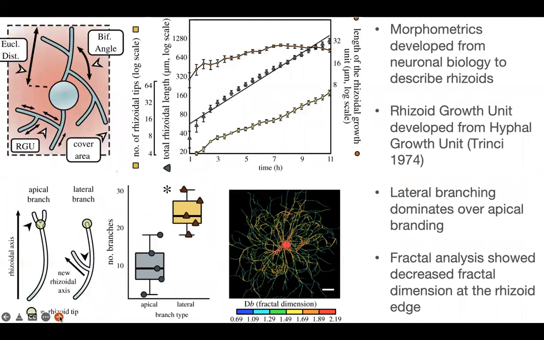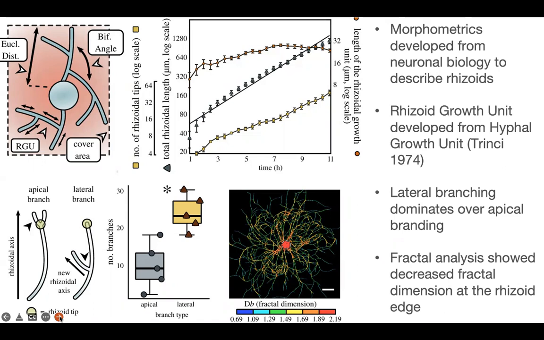So how do we study chytrid rhizoids? This type of work really hadn't been done before, certainly not in a quantitative way. So we actually had to develop metrics to understand chytrid rhizoids. And we actually stole a lot of the ideas from neuronal biology. Biologists who study neurons have spent a lot of time figuring out how to describe the shape of neuron cells. We took those principles and applied them to chytrid rhizoids. So we used neuronal metrics to understand rhizoids, and it worked quite nicely.